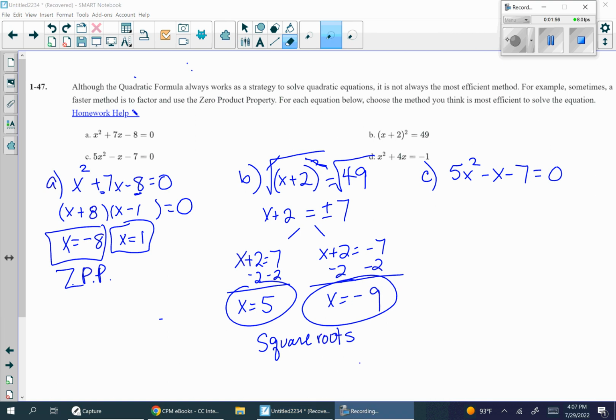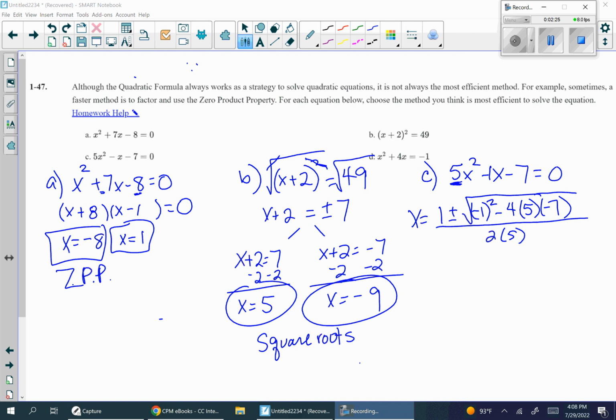For problem C, we run into a problem where we have an a value of 5, a b value of -1, and a c value of -7. This is not factorable. It's going to be all wacky. Completing the square is difficult because this is a larger number, not 1, and the b value is -1. It's not an even number. So obviously the quadratic formula here would be the best.